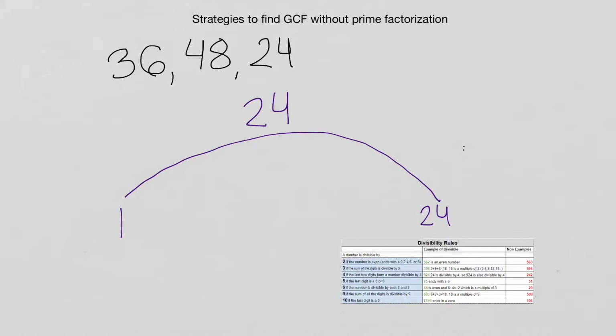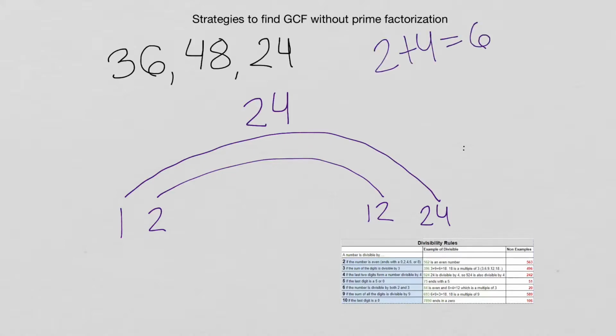24 is an even number, meaning it's divisible by 2. 2 times 12 equals 24. The digits 2 plus 4 equals 6. 6 is a multiple of 3, so I know that 24 is a multiple of 3. 3 times 8 equals 24. 24 is also divisible by 4 because 4 times 6 equals 24. 24 is not able to be divided by 5.